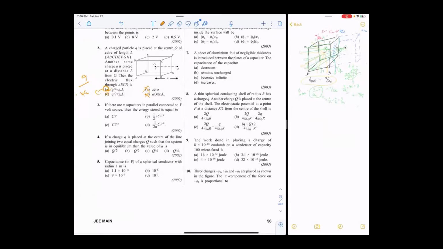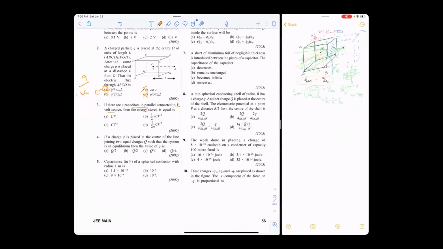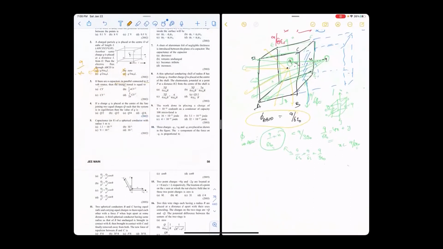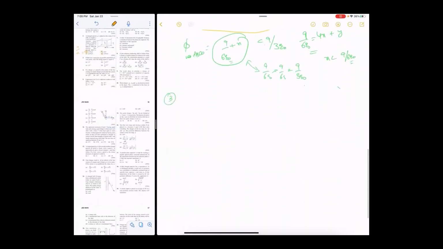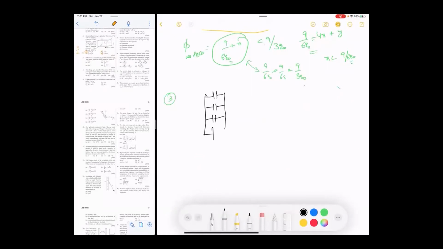The next one. If there are n capacitors in parallel connected to a V voltage source, the energy stored is equal to? So the third one: there are n capacitors in parallel. Their voltage is V. This is the battery symbol, this is the capacitor symbol. Each is C, voltage is V.